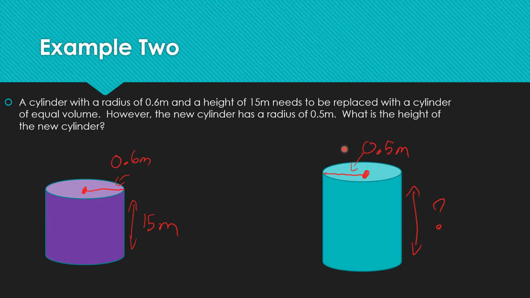The new cylinder is going to be a little bit narrower, with a radius of 0.5. If they're going to be equal to each other, we need to figure out what the height has to be to make that equal. This one will be a multi-step process, so let's look at how to solve this question.